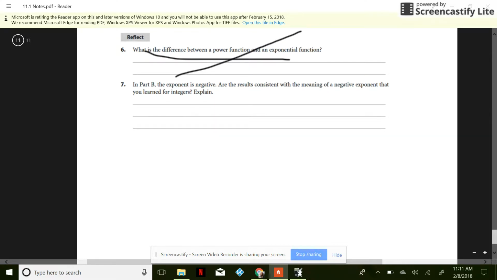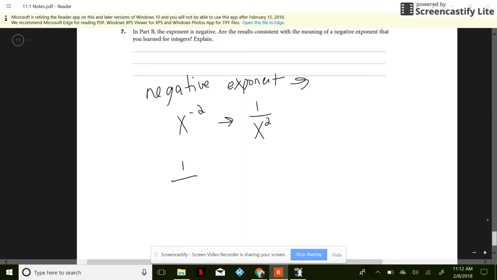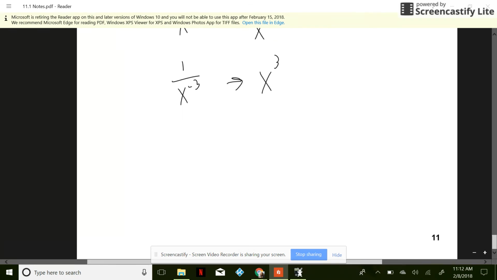So in part B, the exponent is negative. Like I just said, are the results consistent with the meaning? Yes, because it should be the reciprocal of the power. So with a negative exponent, you take the reciprocal of the power. So whatever that power is, you switch where your base is. So x to the negative 2 ends up being 1 over x squared. Or if you have 1 over x to the negative 3, you take the reciprocal, and it will end up being x cubed. And that's it.